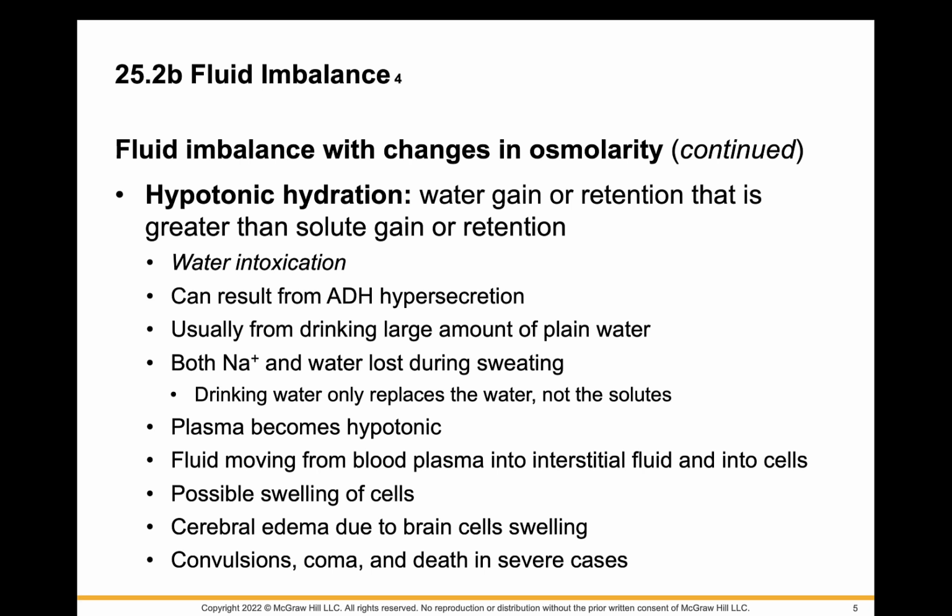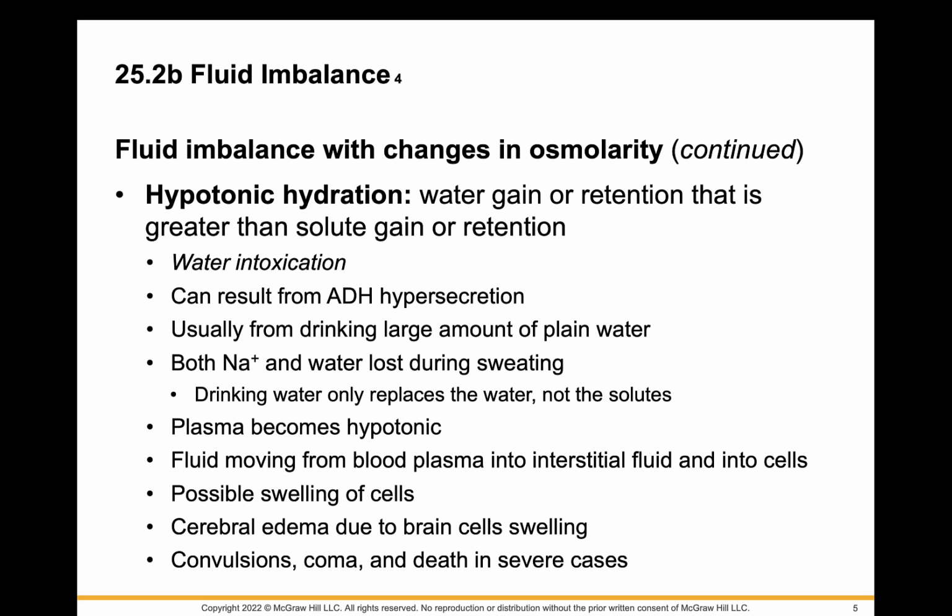If we look at hypotonic hydration, this quite often is known as water intoxication. This is when the gain or retention of fluid is greater than that of solute gain or retention. This can result from too much ADH. It's usually due to drinking large amounts of plain water, but in a very short time. Please keep that in mind. You're not going to go into a situation of hypotonic hydration by drinking a lot of water across the day.